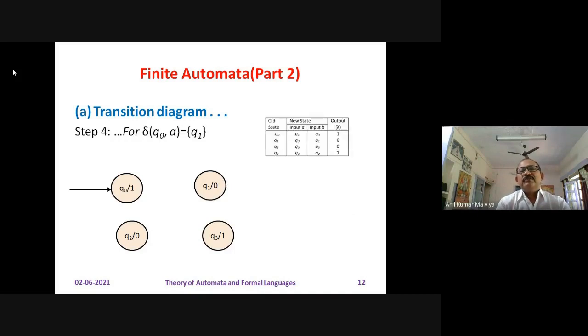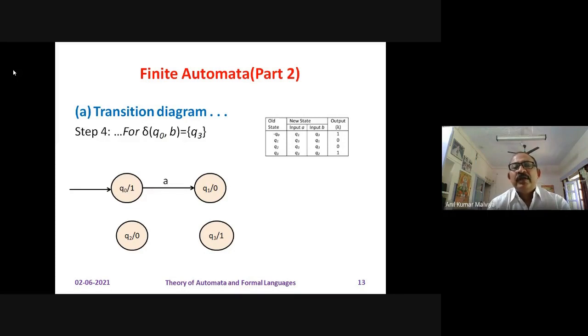Next. Suppose the machine is in state Q0 and the input is A. Where will it go? Here you can see in the transition table, Q1 means the machine is in state Q0. If it reads A, the machine goes to state Q1. Therefore, we have to draw an arc from state Q0 to state Q1 labeled with A.